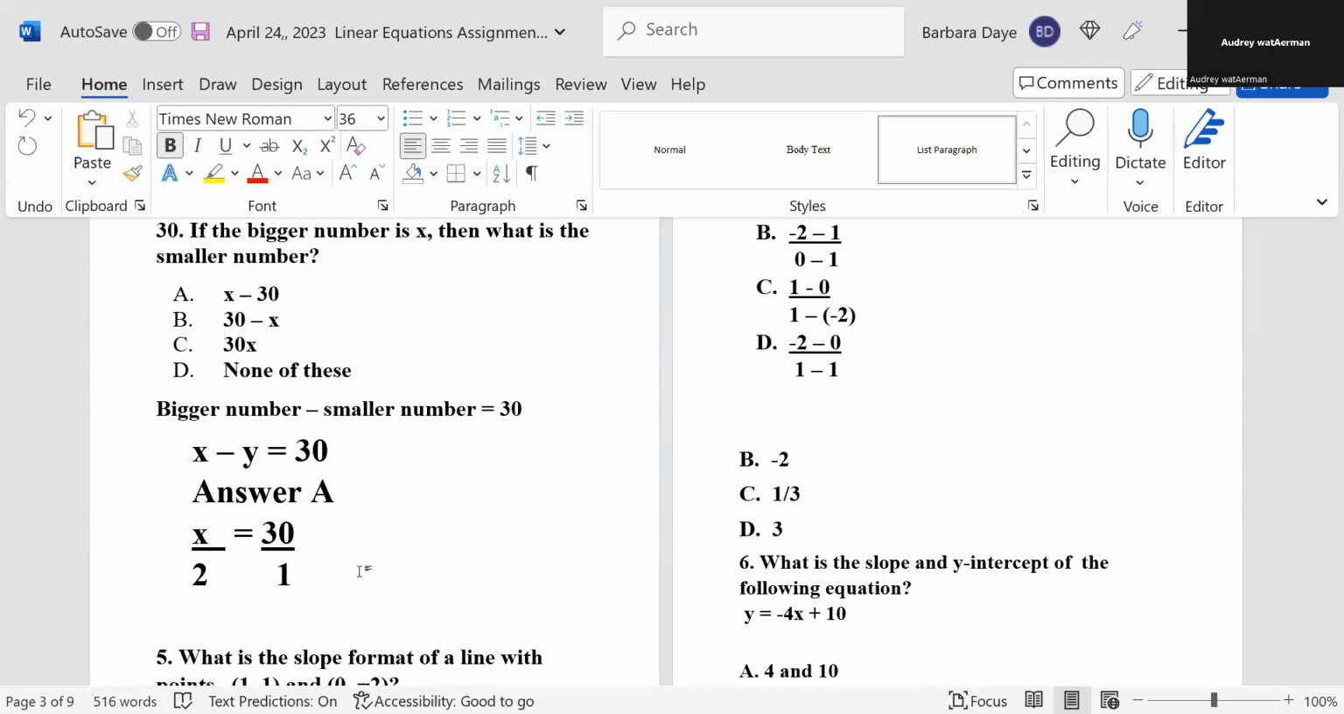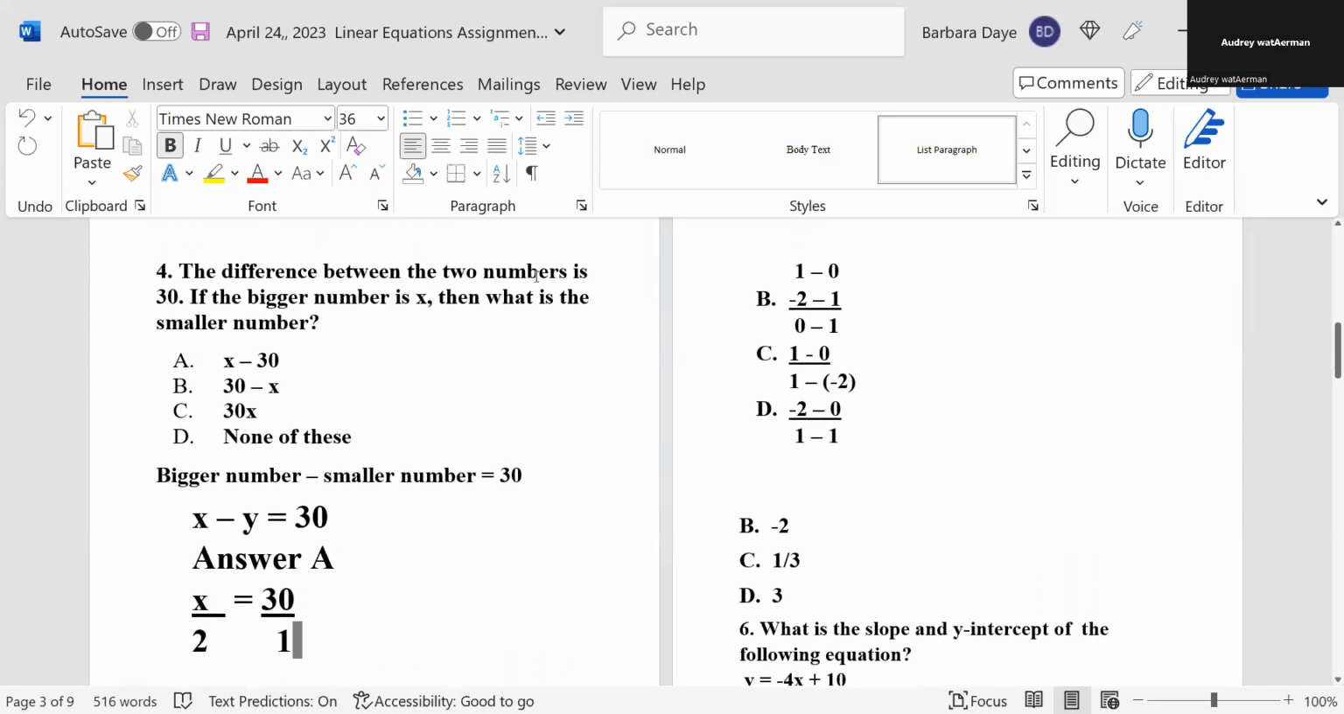Hey, show me how Latoya did hers again. She guessed. So where did she get this Y from? No, she was only giving us a demonstration. I said it says the difference between the numbers is 30, right? The bigger number is X. So I say my bigger number is X, my smaller number, I'm just calling it Y, right? So if I solve this for Y, I get Y equals X minus 30. That's my answer.